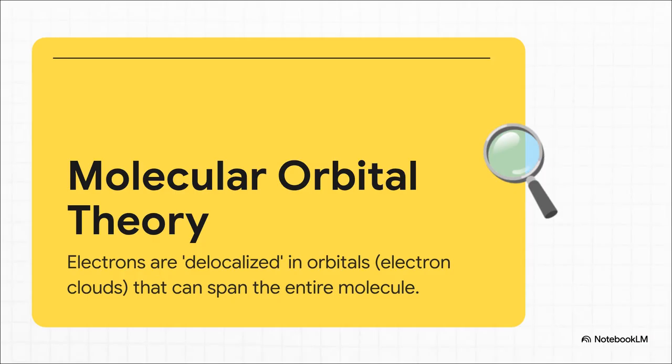And this brings us to molecular orbital theory, or MOT. This is a complete paradigm shift. It basically says, forget the idea of neat little bonds between just two atoms. Instead, MOT says electrons belong to the whole molecule all at once. They exist in these huge molecular orbitals, which are like giant electron clouds that can spread out over every single atom. The electrons are totally delocalized.